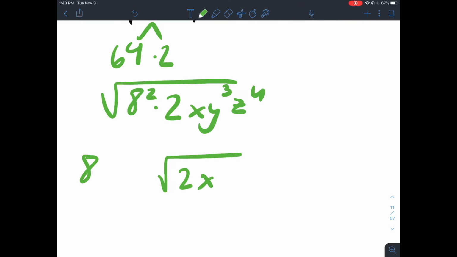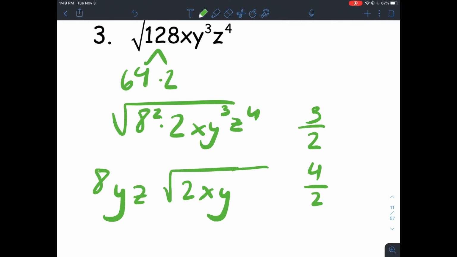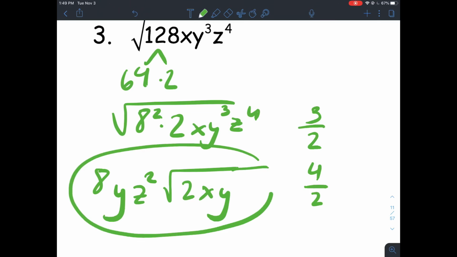My x can't leave. He doesn't even have 3. My y, I've got 3 divided by 2, so that means I can take 1 out, and I've got 1 left in there. Z, I'm going to do my 4 divided by 2. That gives me 2. So this would be my final answer there.